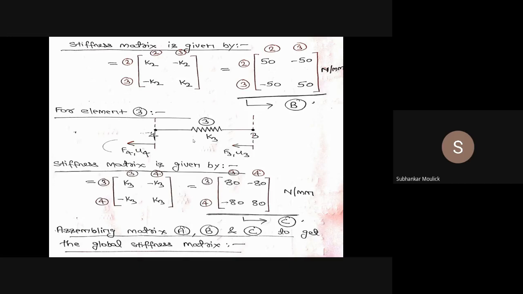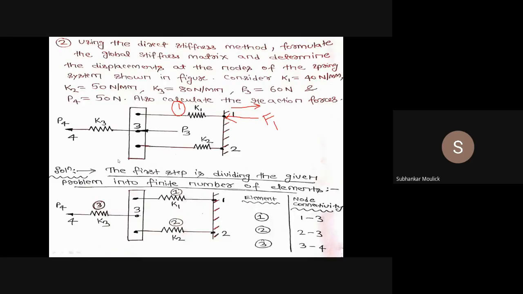And what will be the size of the global stiffness matrix? The size of the global stiffness matrix will be the total number of nodes present in the entire problem. In this problem, the total number of nodes present is 4: node 1, node 2, node 3 and node 4. So the size of the global stiffness matrix will be a 4 cross 4 matrix. That means there will be 4 rows as well as 4 columns. Is it clear to all of you?